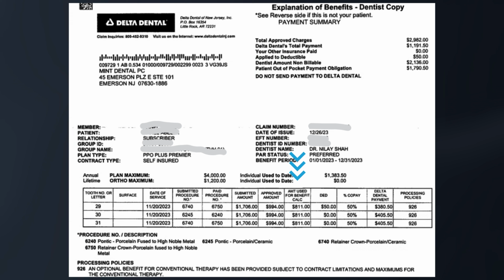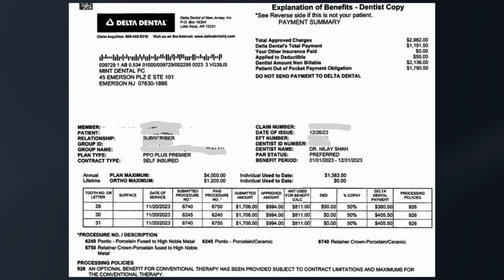The column that says amount used for benefit calculation is the fee for the alternate benefit code Delta Dental has decided to downgrade to for each of those codes. This is indicated by the last column titled Processing Policies with a number. And what that number means is written at the bottom of the EOB. Basically, it means they're downgrading to an alternate code.